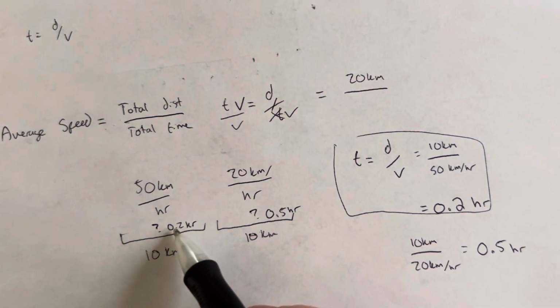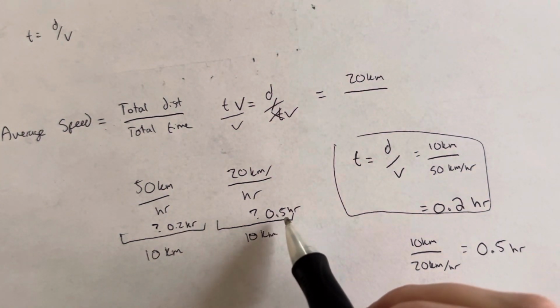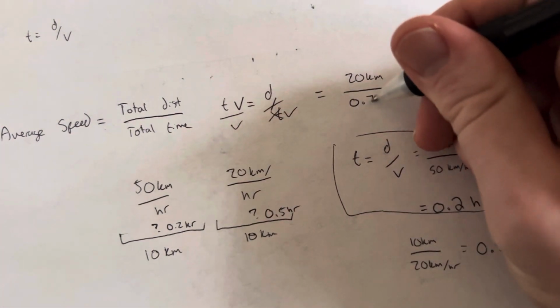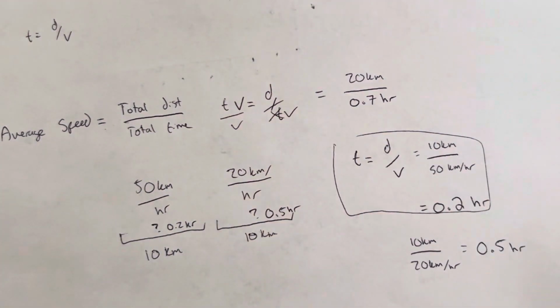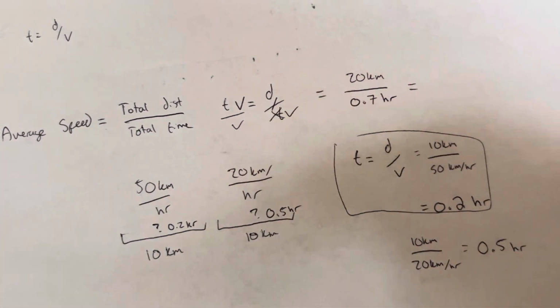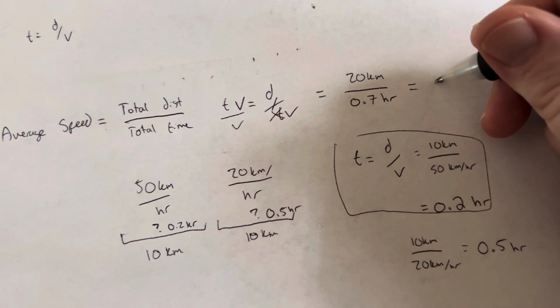So the total time, 0.2 hours plus 0.5 hours, should give us 0.7 hours. So now all we had to do is divide 20 by 0.7, and that will get us our average speed.